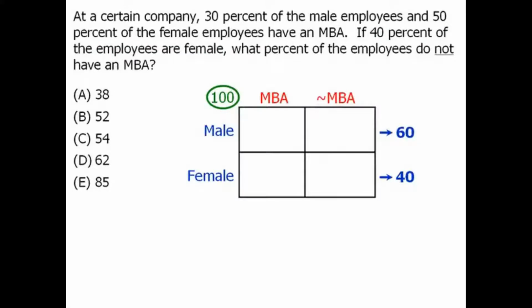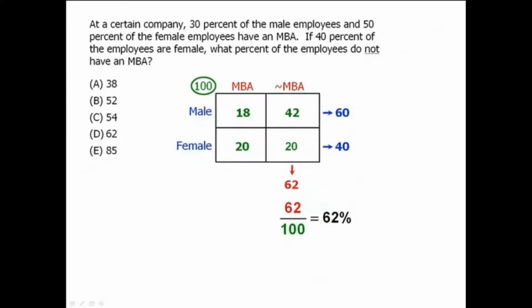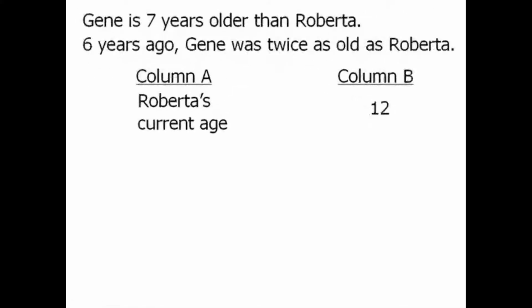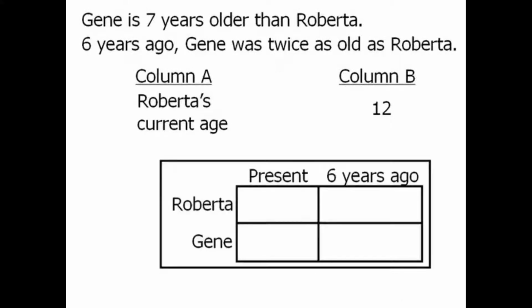Of those 60 male employees, we're told that 30% of them have an MBA, so 18 male employees must have an MBA. This means that the remaining 42 male employees must not have an MBA. Of the 40 female employees, 50% of them have an MBA, so 20 female employees have an MBA and 20 do not. So as you can see, there is a total of 62 employees that do not have an MBA. So our percent is 62%. Our answer is D.